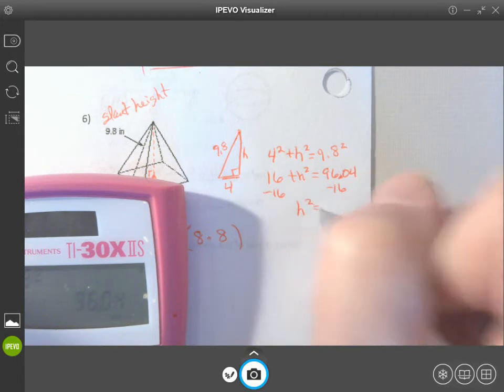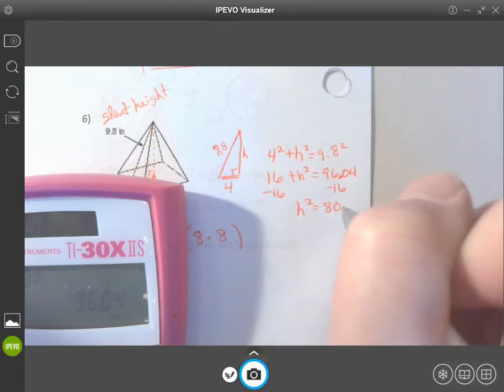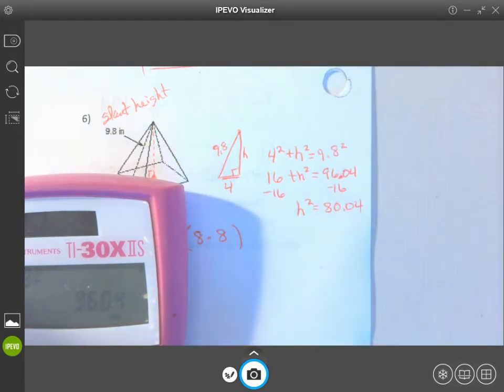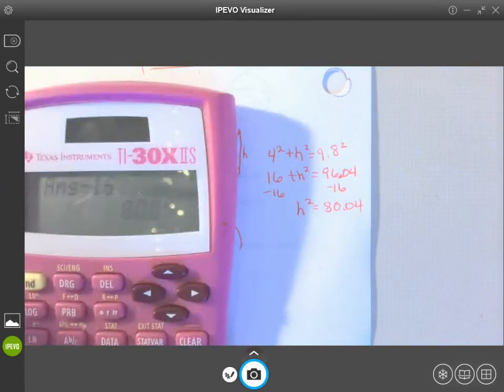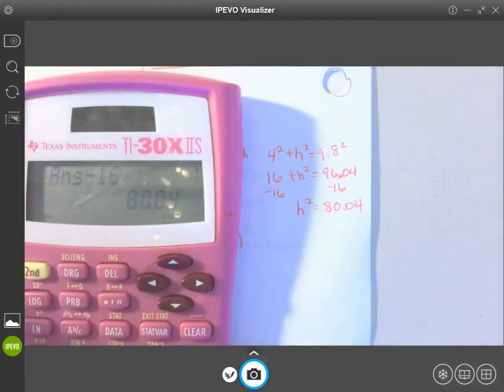Minus 16 from both sides. So h squared equals what? 80.04. All right, so I've got that in my calculator. I'm going to take the square root of my answer because I typed it in there. And I get about 8.9. That's what I'm going to round it to.